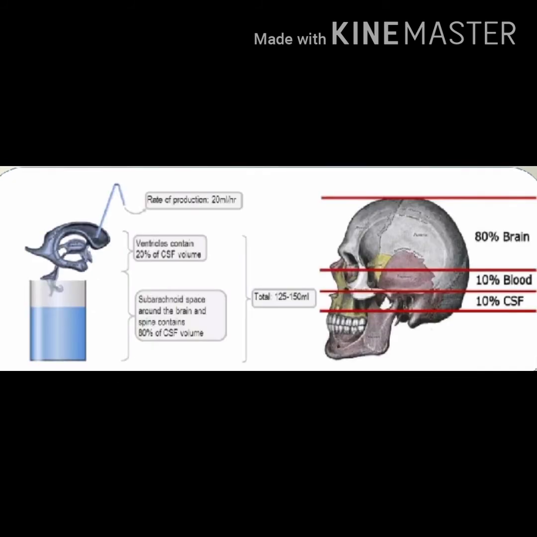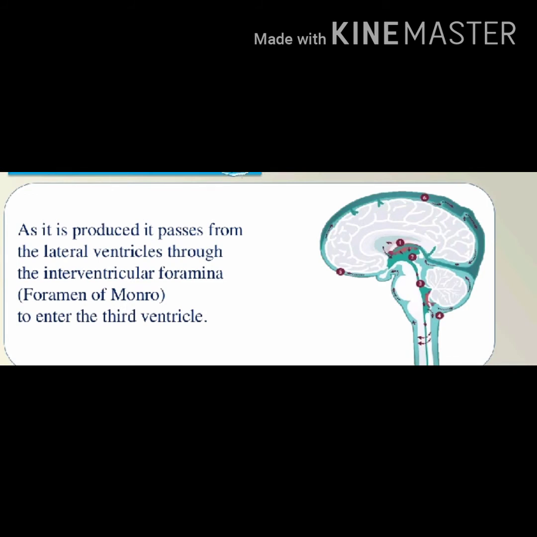Imagine the whole brain as 100%. Here 80% is the brain itself, 10% is blood and another 10% is CSF. CSF maintains the weight of the brain. Imagine our CSF is secreted already in the choroid plexus. After that, where does it go? First step: as it is produced, it passes from the lateral ventricles through the interventricular foramina to enter into the third ventricle.